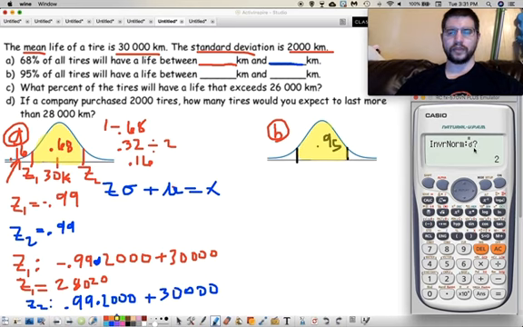Let's see what happens if we use 0.68. The standard deviation is 2,000. The mean is 30,000. We get this random number here. Huh. Oh wait, we didn't want 0.68. We wanted 0.84. If we do that, then we get 31,988.